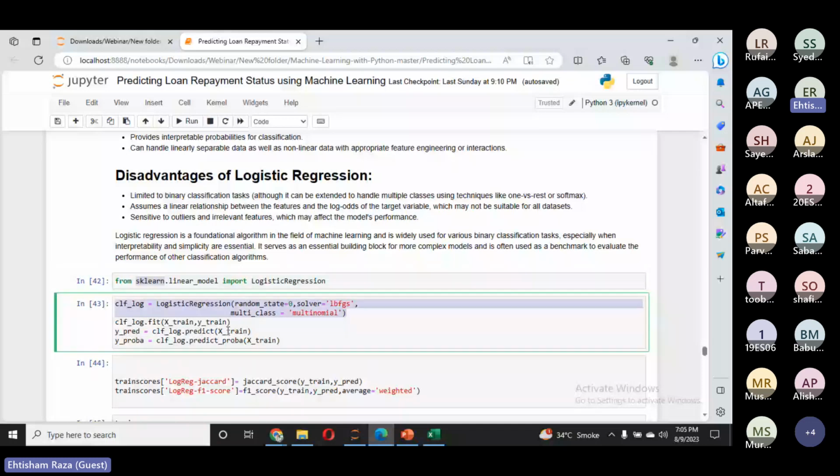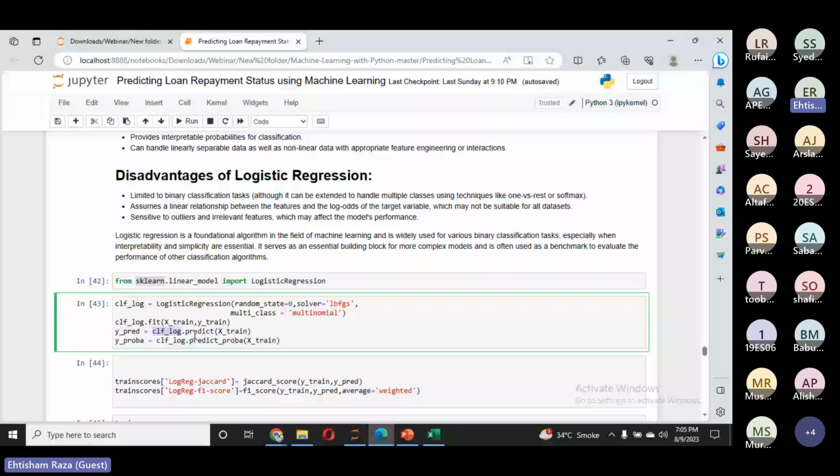Once we have trained, we are just making a prediction, and we are calculating the log loss, the Jaccard score and the F1 score. If you see this, the Jaccard score is low as compared to the rest of the algorithms because of its simplicity, but the F1 score is just okay. So now we have trained all our four algorithms.